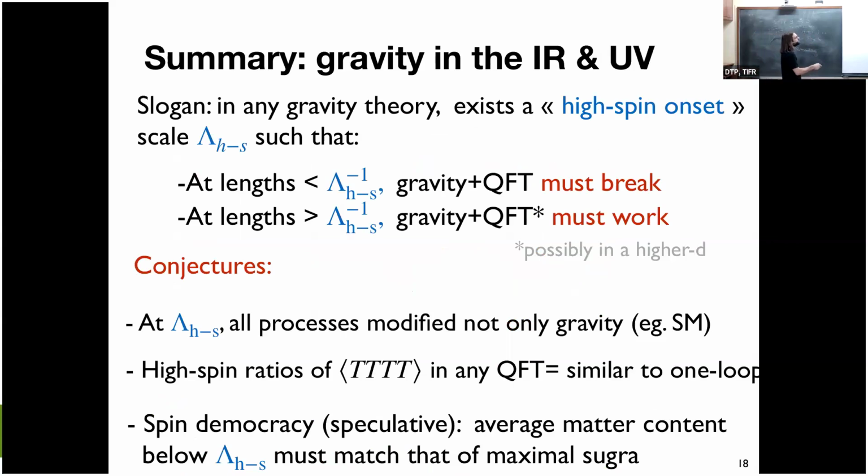And we showed both directions in some examples, but there's still a number of conjectures that remain open. One of the most basic things is that at this scale, we know that gravity gets modified, but we haven't shown that matter and everything else get modified. So we can emphasize this must break part. Yes.